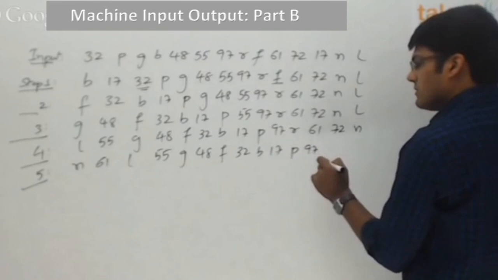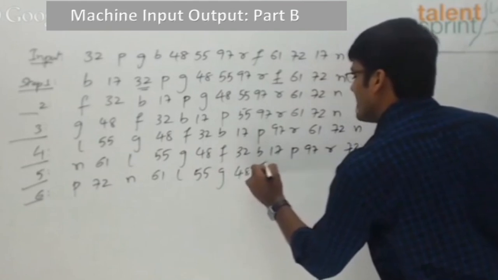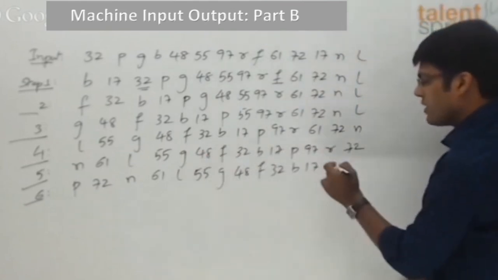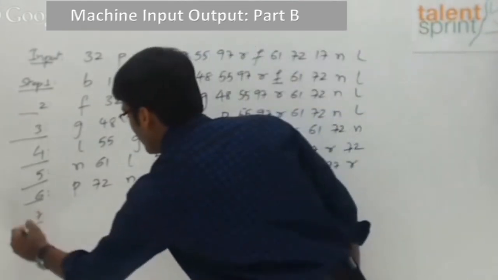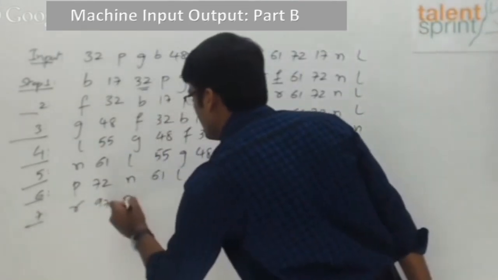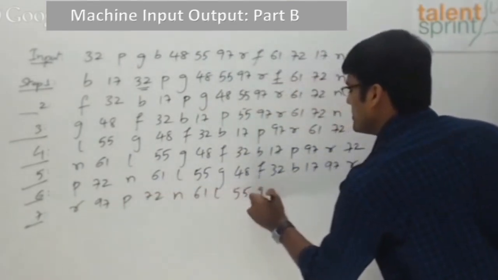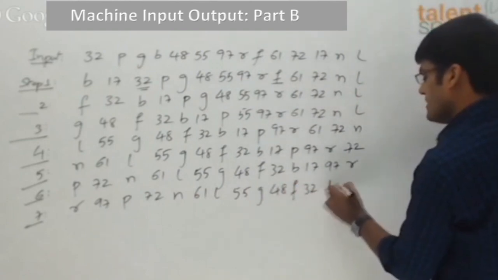Then step 6, right? What comes after this? After N we'll have P and the number will be 72. So P 72, N 61, L 55, G 48, F 32, B 17. Understand P and 72 have gone there. So what is left out? 97 and R. And in the last step, 7th step, take 97 and R. So R 97, P 72, N 61, L 55, G 48, F 32, B 17.